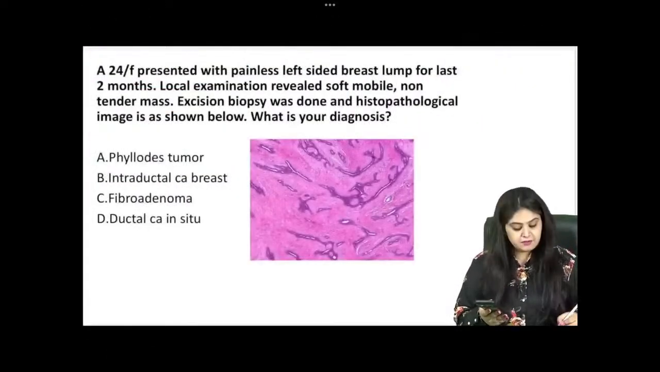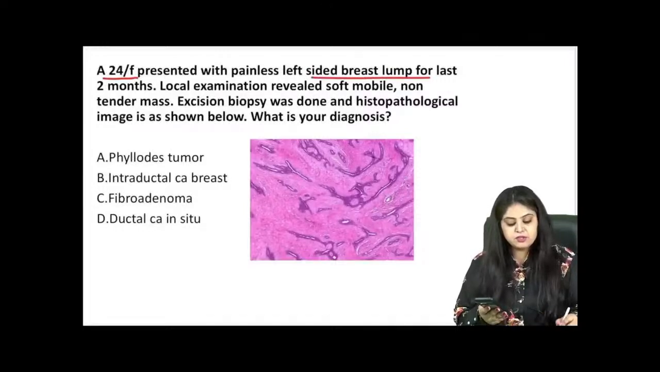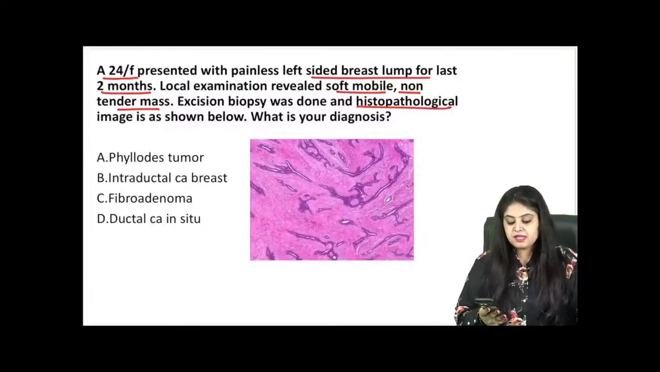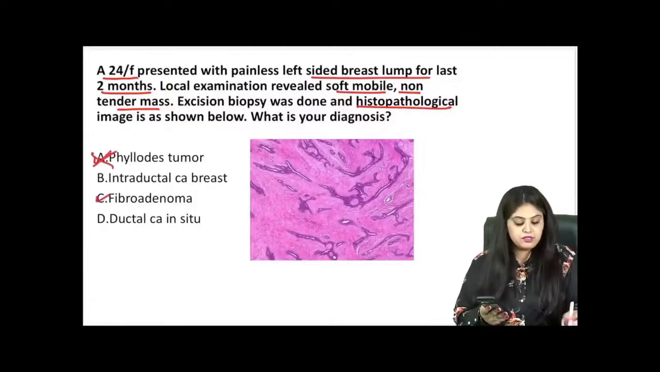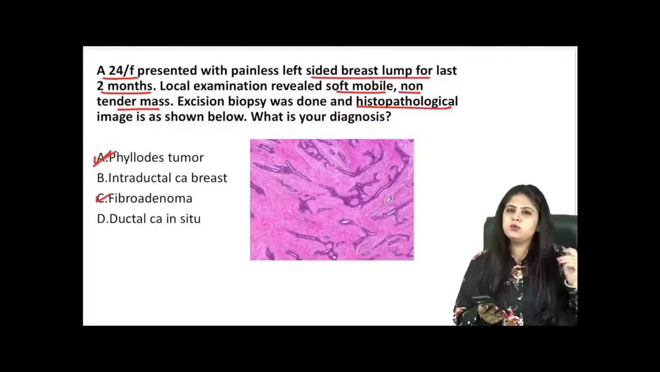Now let's move on to the next question, which again is a PYQ for NEET and FMG. There's a 24-year-old who presented with a left-sided breast lump for the last 2 months. Soft, mobile, non-tender, and histopathology has been shown over here. What is your diagnosis? Very good. I can see very clearly that the answer coming up over here is fibroadenoma, and there is confusion about phyllodes. So the answer over here is fibroadenoma. Why? Now you are not totally wrong.